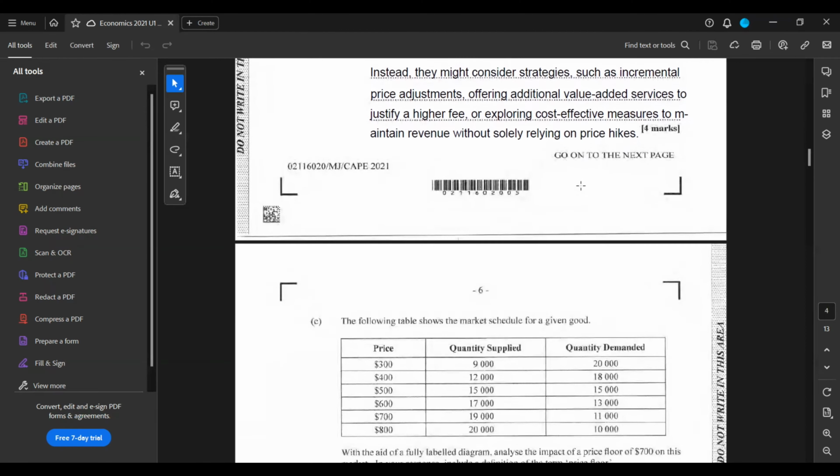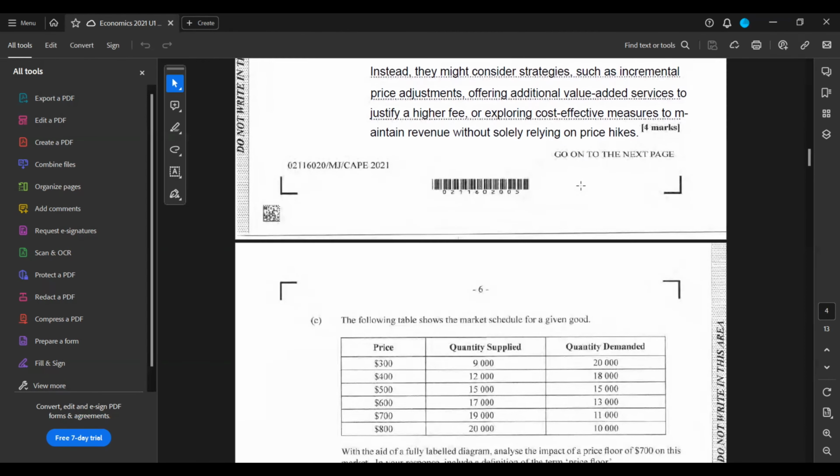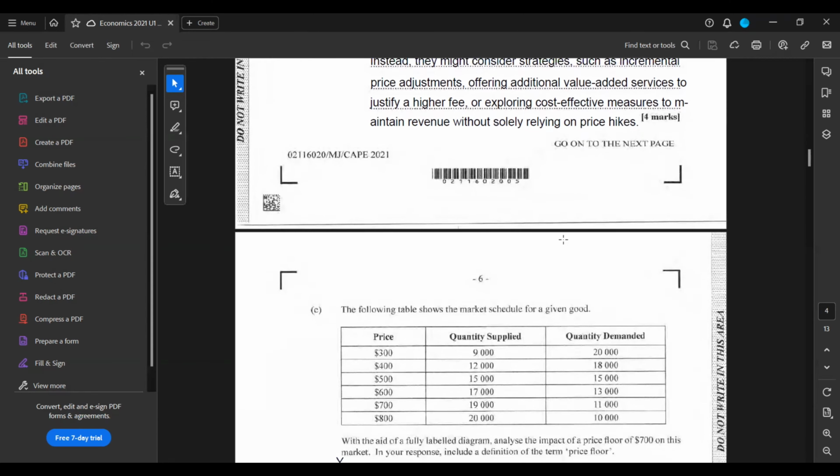Part C, the following table shows the market schedule for a given good. With the aid of a fully labeled diagram, analyze the impact of a price floor of 700 on this market. Any response should include a definition of the term price floor.